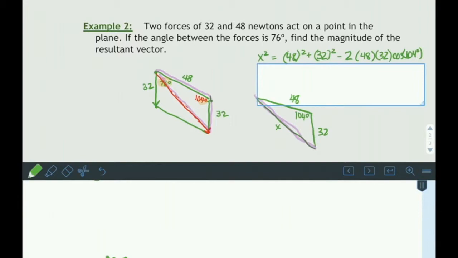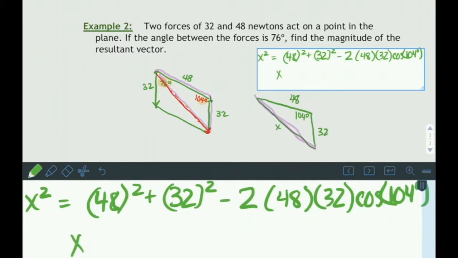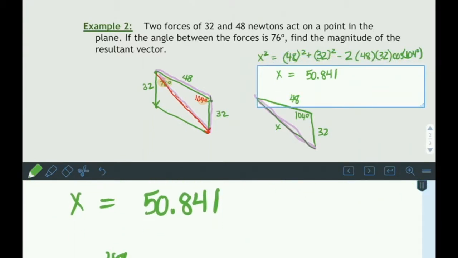If you actually go through and do that and take the square root of the whole thing, you should get that that side in our triangle is 50.841. And that represents the magnitude of your vector. So the magnitude of your resultant vector is 50.841 newtons.